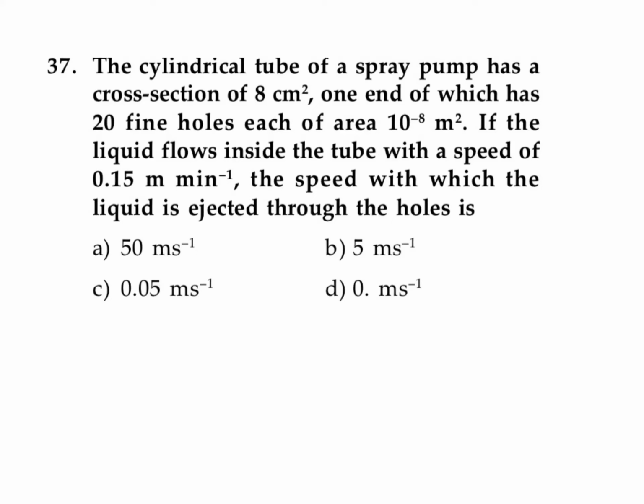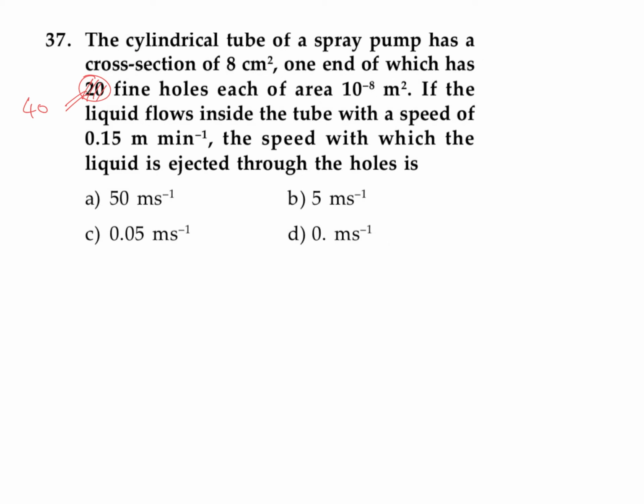In this question, it is given that a cylindrical tube of a spray pump has a cross section of 8 centimeter square, one end of which has 20 fine holes. Just to change it from 20 to 40 fine holes, there is a correction in the question. You can take it as 40 fine holes, each of area 10 raised to minus 8 meters square. If the liquid flows inside the tube with a speed of 0.15 meter per minute, the speed with which liquid is ejected through the hole is?